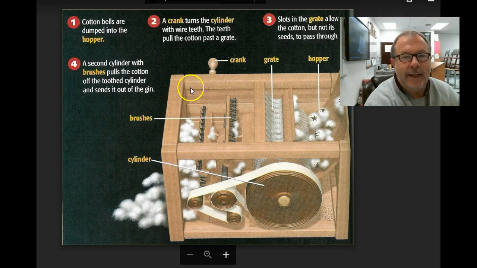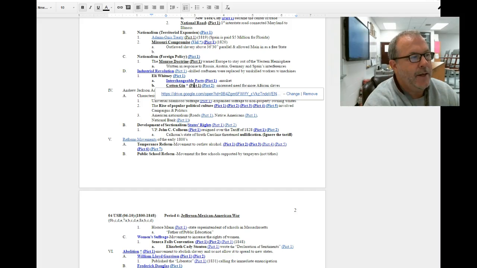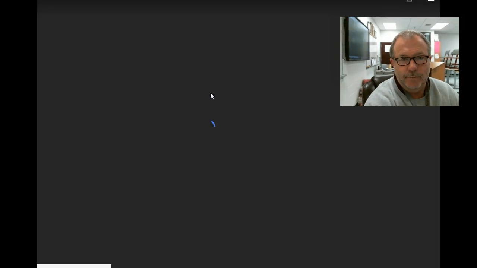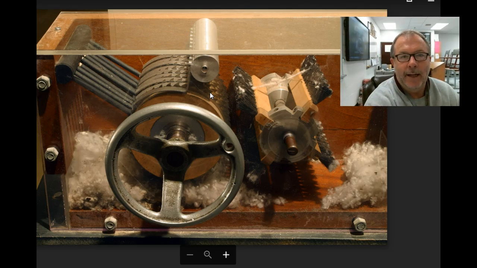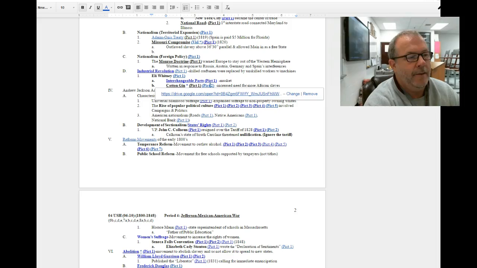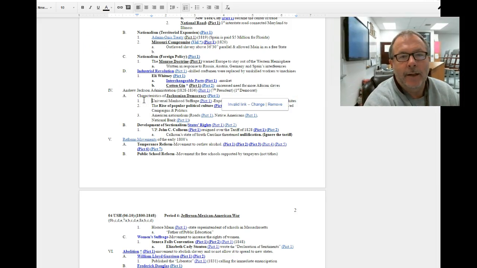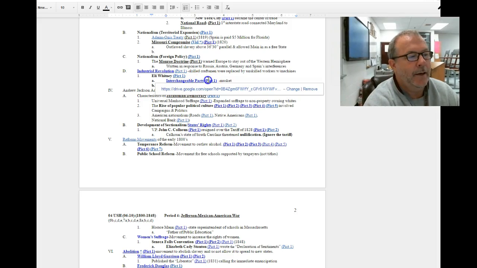And it does succeed in making the job of taking the seed out of the cotton easier. But what that actually does for Southern plantation owners is allow them to take the slaves that were pulling the seed from the cotton and use more of them in the fields. So it actually caused Southerners to increase the number of slaves that were needed.